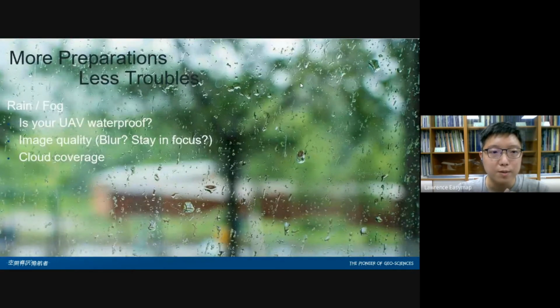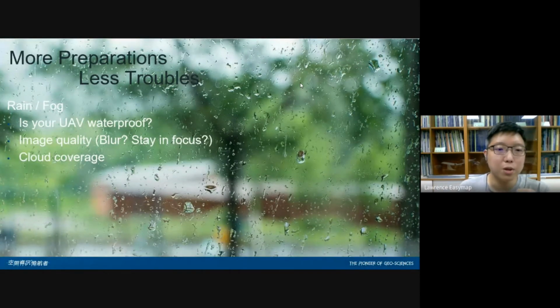So of course, is your UAV waterproof? And also, on some rainy days and foggy days, the photo quality in such weather situations may not be good enough. It may be blurred, or not focused, or not clear. So when we look at those pictures after the mission, we always see that they are not usable. So that's why it is very important not to choose a rainy day to fly.